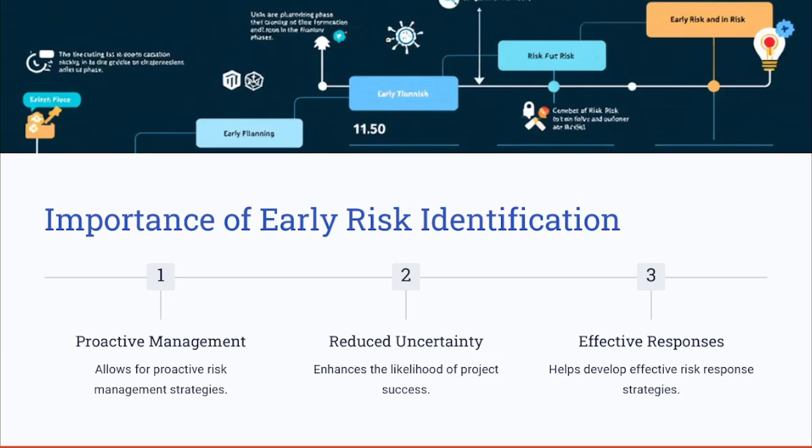First, let's understand the importance of identifying risks early. Identifying risks early in the planning phase is crucial because it allows the project team to manage potential problems proactively. By addressing risks early, you can develop responses to mitigate their impact, ultimately reducing the project uncertainty and enhancing the likelihood of success. Early identification gives you the time needed to plan and allocate resources effectively.